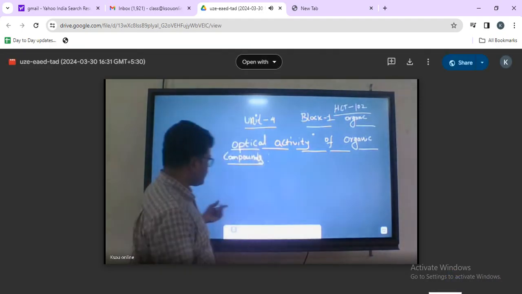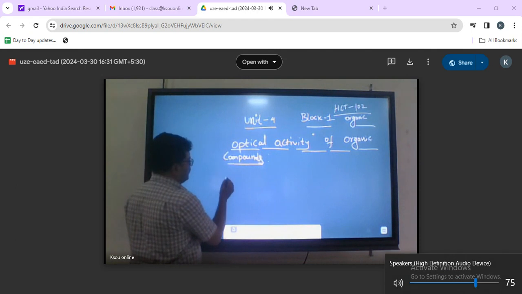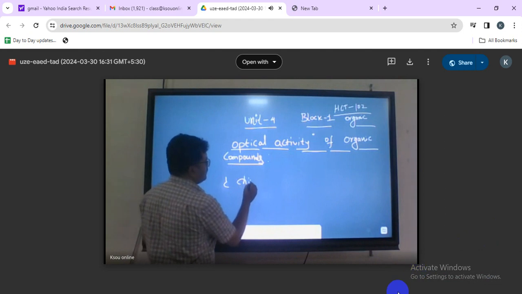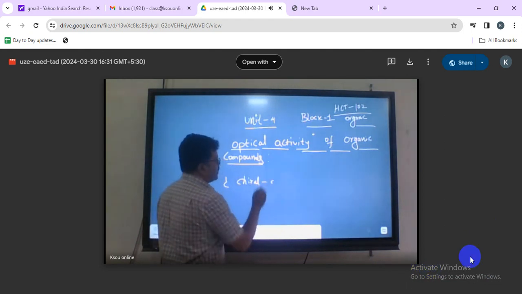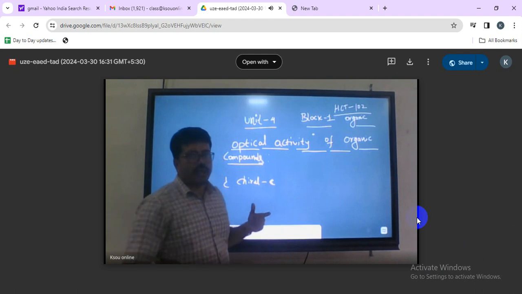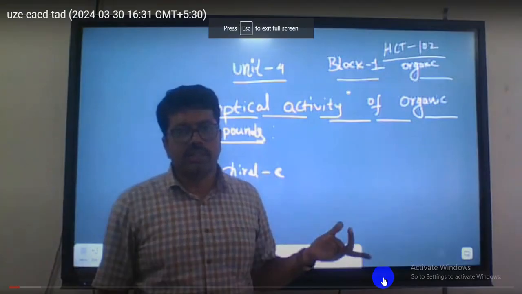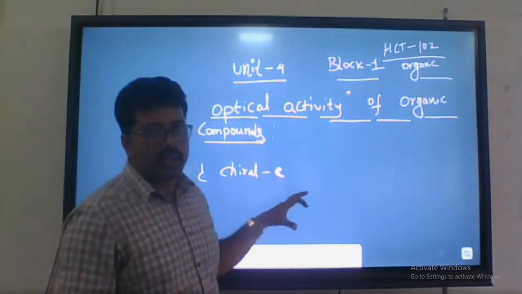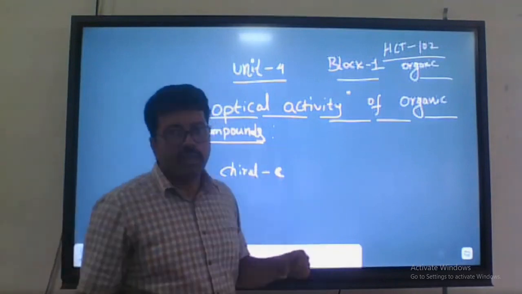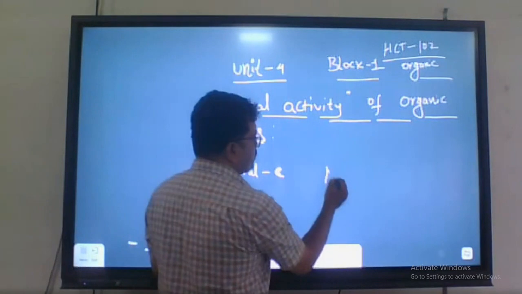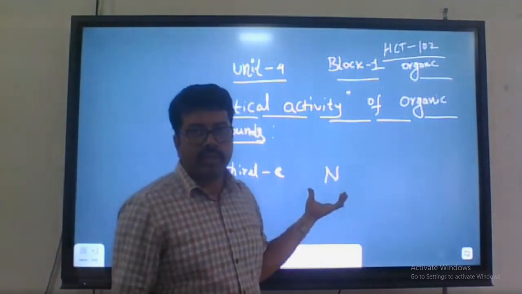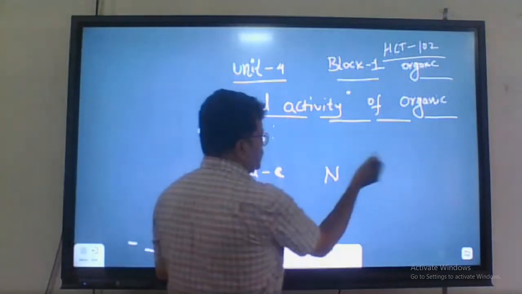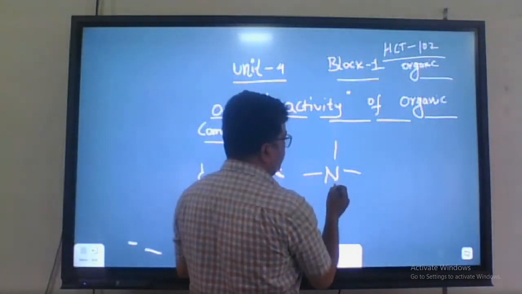You know that any chiral carbon shows optical activity. A chiral carbon is a stereogenic center. If it is a stereogenic center, it means it's chiral, so chiral shows optical activity. It need not be a carbon, it can also be a nitrogen. It can be a quaternary nitrogen atom, the nitrogen of an ammonium.